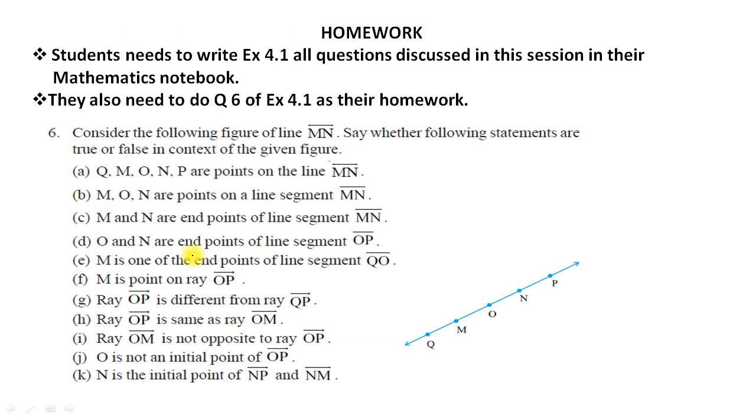So class, in your homework, you all need to write exercise 4.1, all questions discussed in this session, in your mathematics notebook, where you have written your introduction part. You also need to do question number 6 of exercise 4.1 as your homework. And for your reference, I have written here question number 6. If you read the question, consider the following figure of a line MN. This is the line given to you. Say whether the following statements are true or false in context of the given figure.